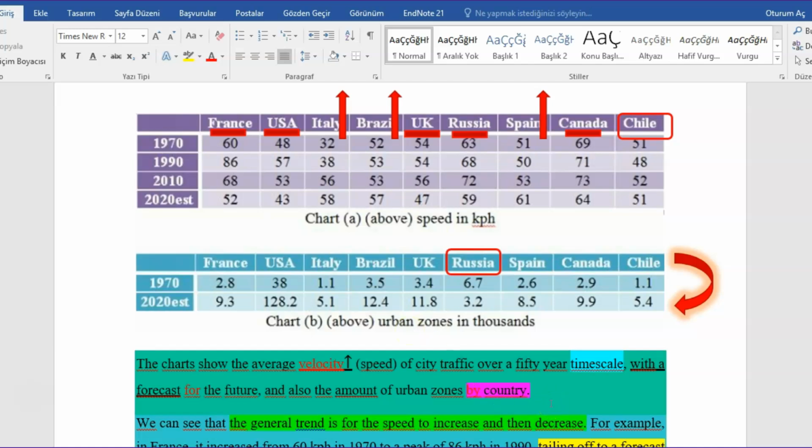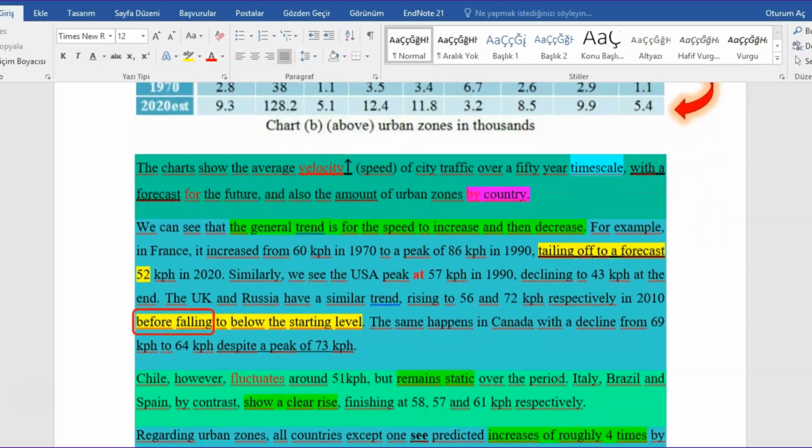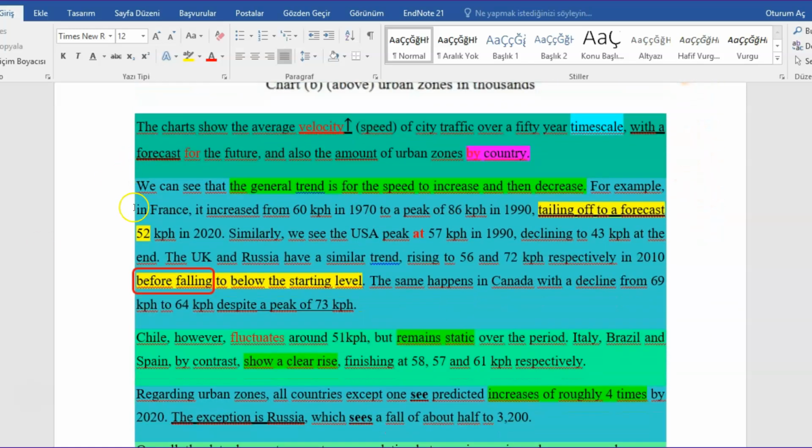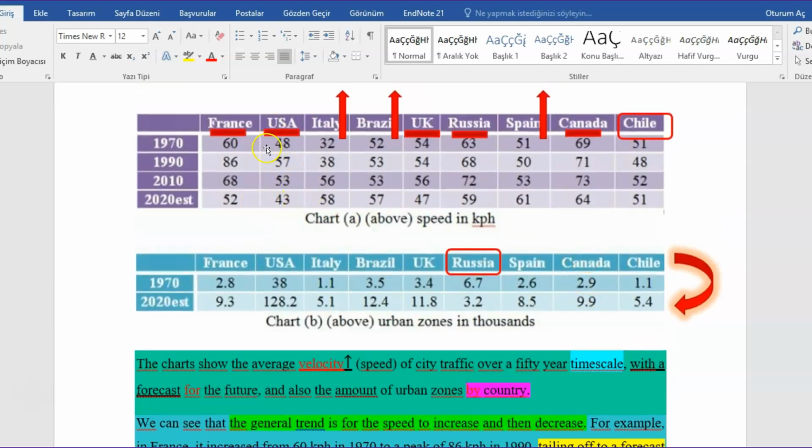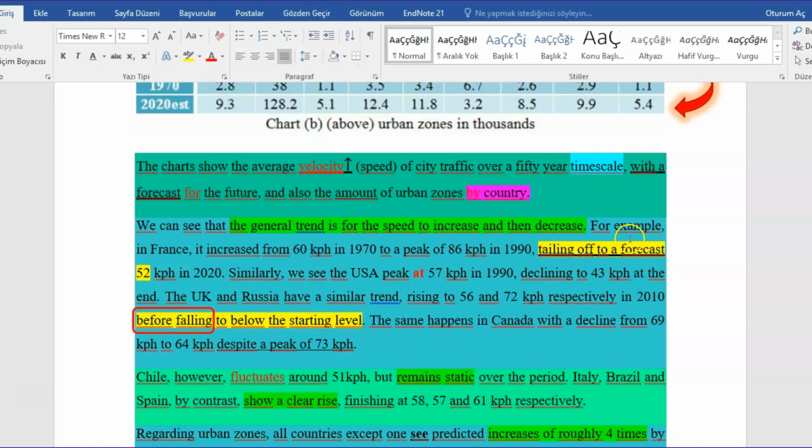Okay, by country. Okay, our main body para 1. We can see that we start our sentences by academic phrases. We can see that the general trend for the speed is to increase and then decrease, decrease pattern and then increase pattern.